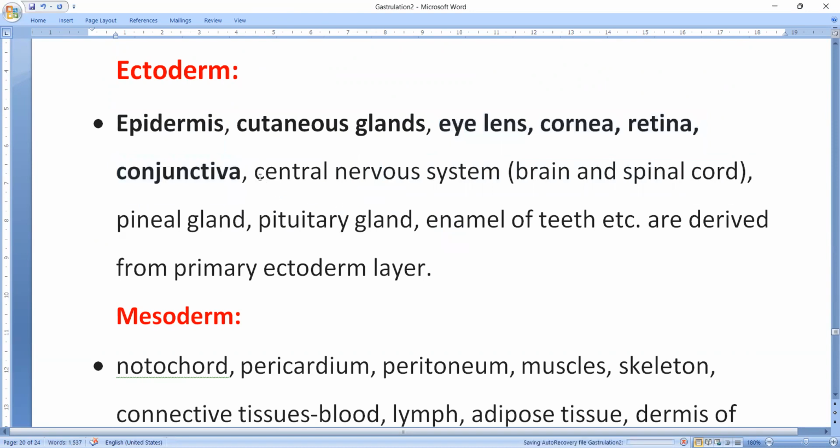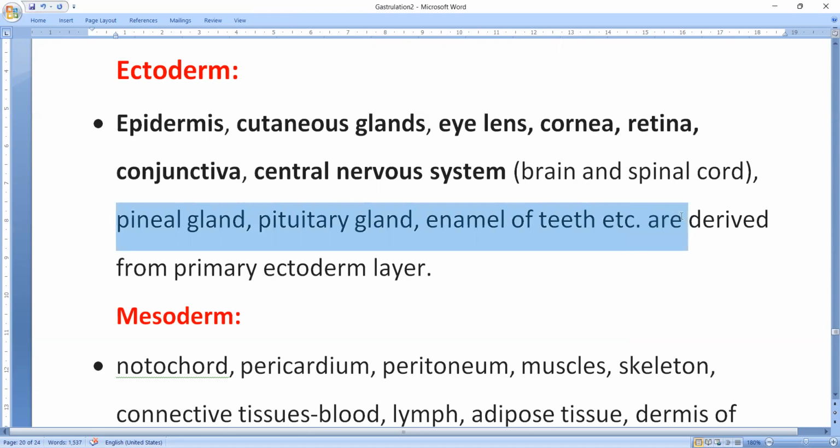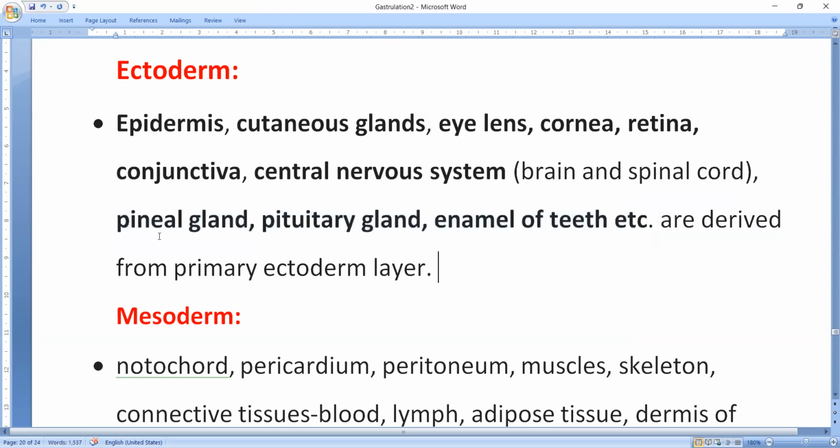Central nervous system, brain and spinal cord. The pineal gland, pituitary gland, enamel of teeth. Okay, so these are the organs or structures that are derived from the ectoderm. This is very, very important, learn it by heart.